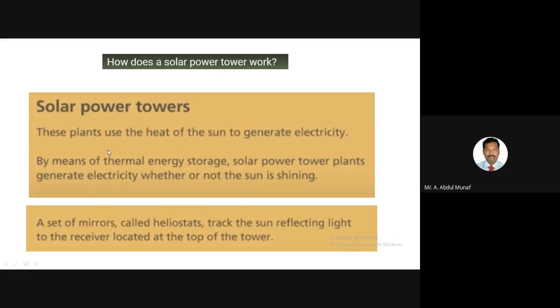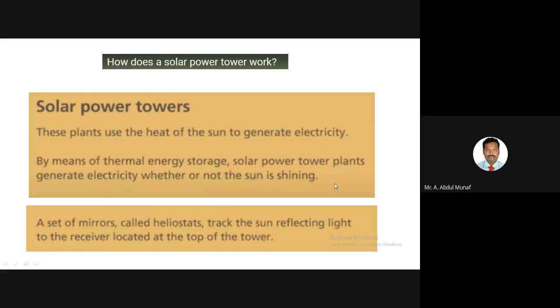In this plant we have taken the power tower as the source. These plants use the heat of the sun to generate electricity. Here the tower is used to generate electricity by means of thermal energy storage. We are taking solar energy, and that solar energy is stored in the form of thermal energy. Solar power tower plants generate electricity whether or not the sun is shining.